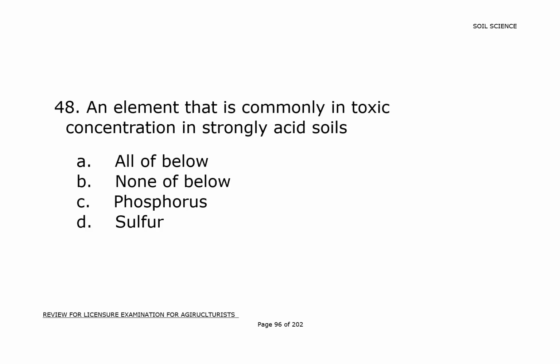The answer is green manuring. Number 48. An element that is commonly in toxic concentration in strongly acid soils. A. All of below. B. None of below. C. Phosphorus. D. Sulfur.